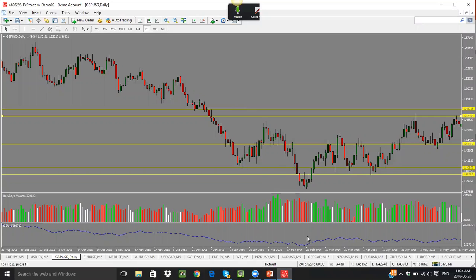So here is my chart. This is what I normally trade. Let's take a look at the price action here. What we're trying to do is use price action, and then use volume to confirm what the price action is saying.